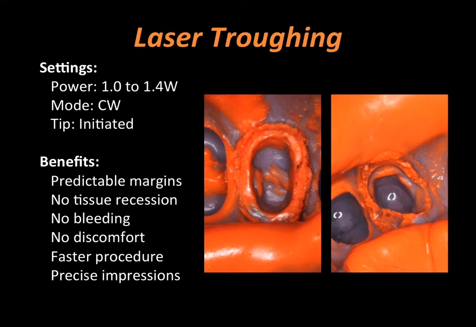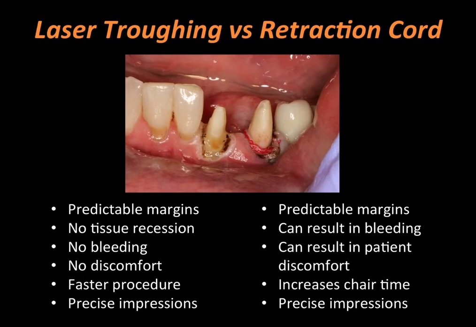And we get really nice, crisp final impressions using this diode laser. Retraction cord, you know, it's time consuming. It can be challenging, especially if the tissue is very thin in a certain area. We definitely have to use anesthetic in most cases when we're using retraction cord. It takes time. You have to walk away, let it sit for a while. And with our diode laser, we're getting predictable margins, no tissue recession, no bleeding or very little bleeding, no discomfort. And in my hands, it's a faster procedure and gives me very precise impressions.